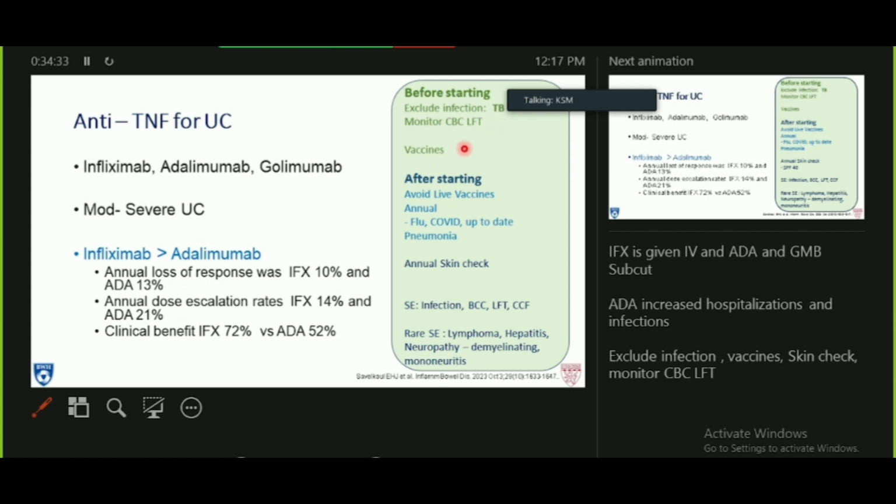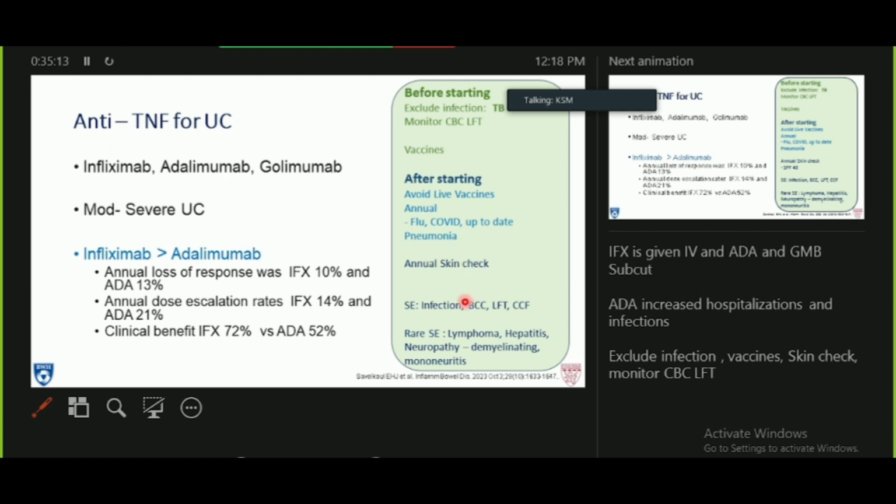You want to vaccinate these patients. Once you start an anti-TNF, you really can't give them live vaccines because there's a risk of developing infection. So we make sure that they have their flu vaccine, their pneumonia vaccine, and now the COVID vaccine as well before starting their anti-TNF. We also, in all ages, not just individuals over the age of 50, recommend that they have an inactive shingles vaccine, so the zoster vaccine. Once you start the anti-TNFs, we make sure that they keep their annual flu vaccines up to date.